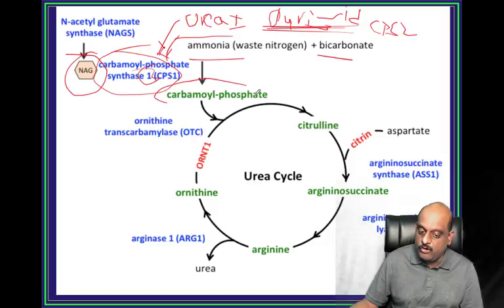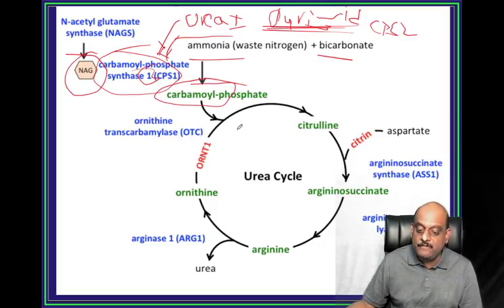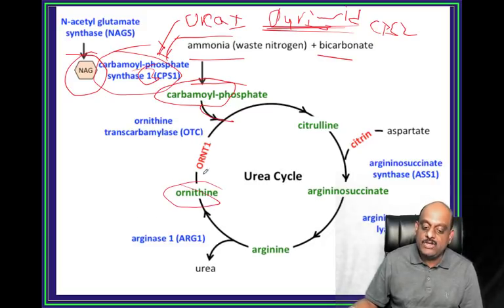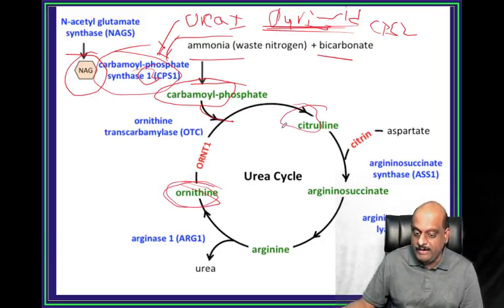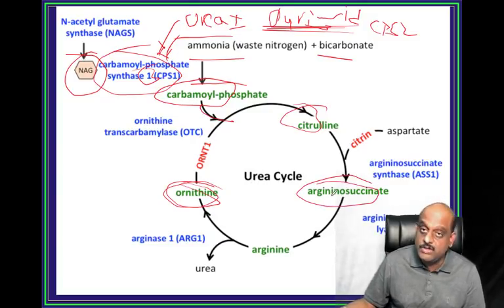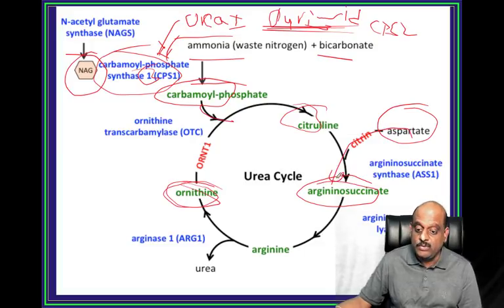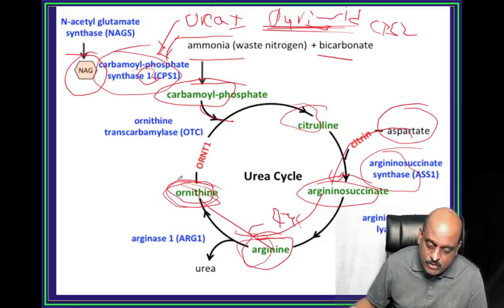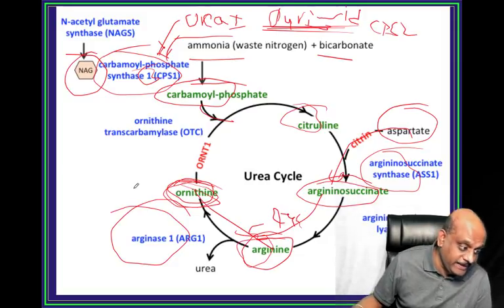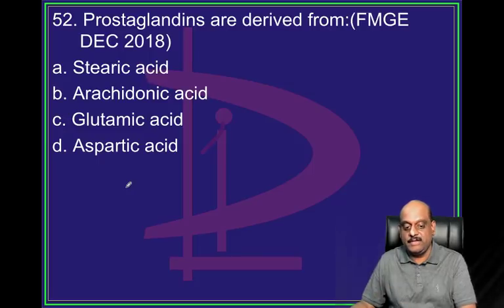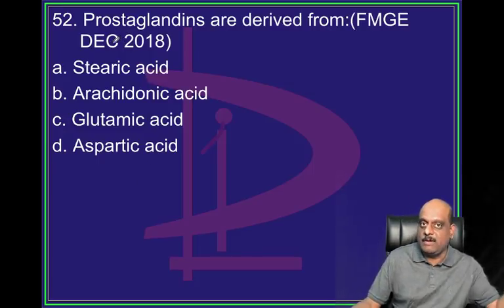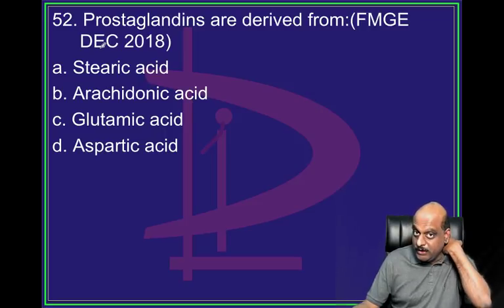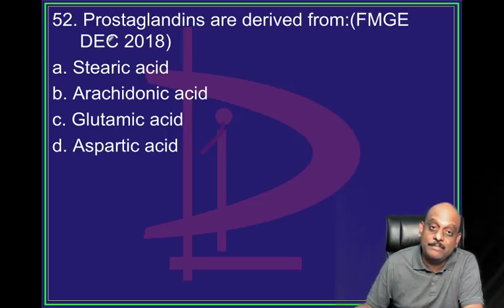Ammonia plus bicarbonate forms carbamyl phosphate. Carbamyl phosphate enters into the cycle and combines with ornithine to form citrulline. Citrulline becomes argininosuccinate, as aspartate enters. It's called argininosuccinate synthase. Argininosuccinate becomes arginine by the action of lyase. Arginine breaks into ornithine by arginase 1, is what you need to remember. Right, doctor? Some of them happen in the liver, some in the kidney. You need to be very sure where the enzymes are located.